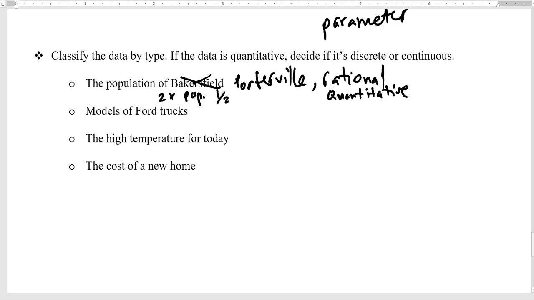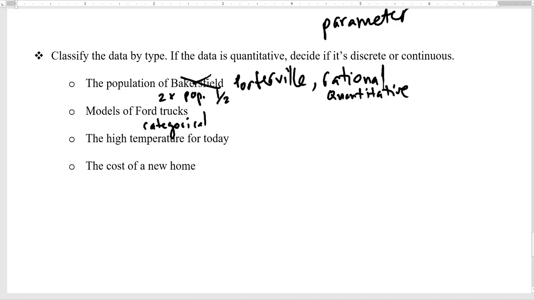Yeah, easily, right? The models of 4 trucks. Well, that's not even a number, right? If that's not even a number, then it's not rational, it's not interval. If it's not even a number, I know it's going to be categorical. So what I need to do is I need to now look at the top 2, the categorical. Does it have order? Or is it just nominal? Does it have no value?